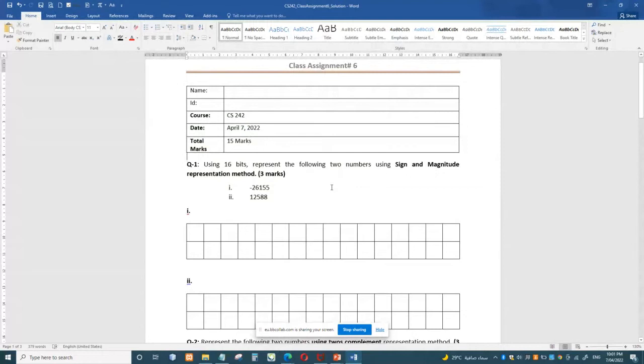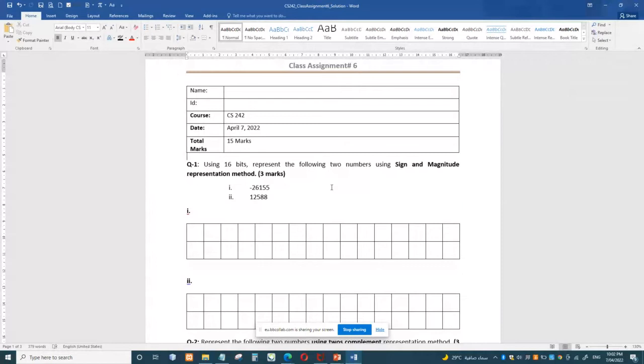What we need to do here, using 16 bits, we have to represent the following two numbers using the sign and magnitude representation method. So we have to use the first representation method for an integer number. As you know, integer numbers are represented in a different way than character type data. Character types are represented in computer memory using their ASCII values. So ASCII values are converted to binary, and that is the way a character type data is stored in computer memory. But integer type data are stored in computer memory in a different way. For example, one of the methods is the sign and magnitude representation method.